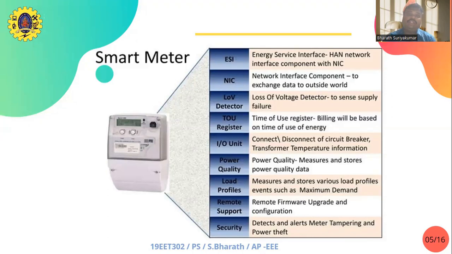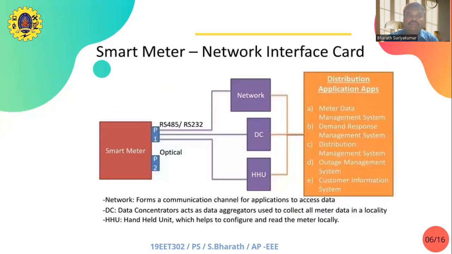So what we saw as the challenges in the normal grid, the four different challenges in the first slide, are now taken care of by this smart meter. The smart meter network interface card has the following applications. That is distribution applications like meter data management system, demand response management system, distribution management system, outage management system, and customer information system. This is done with a very simple concept of interfacing the network with the meters.